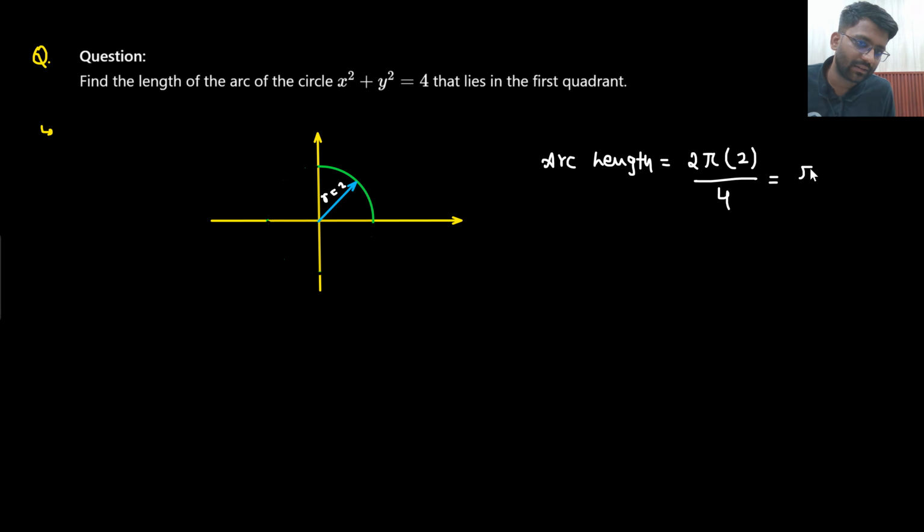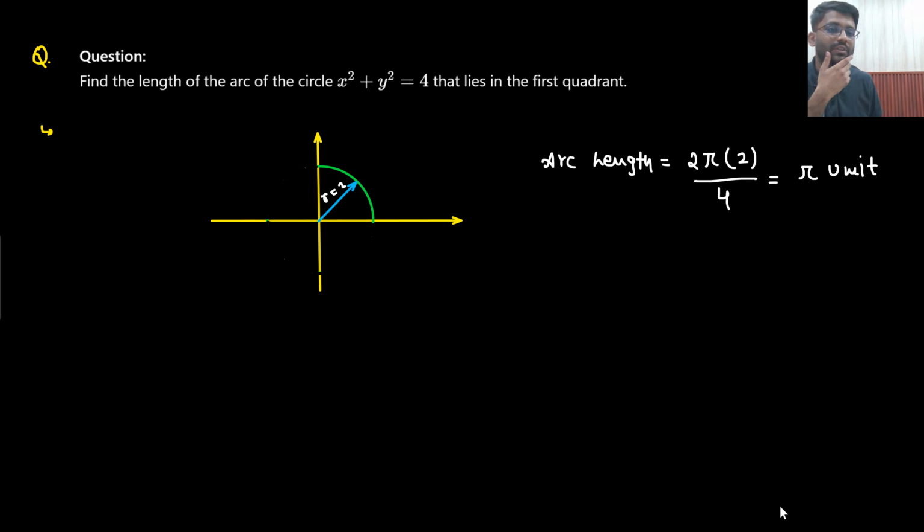What will be the answer? Why did I divide by 4? Because this is the 1 by 4th part, no? Each of these is a 1 by 4th part. Combined it was 2 pi r. So 2 pi r divided by 4. So the answer will be, sir, pi unit. This is the answer, sir.